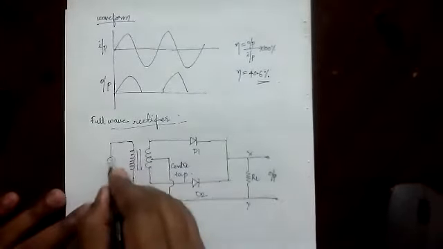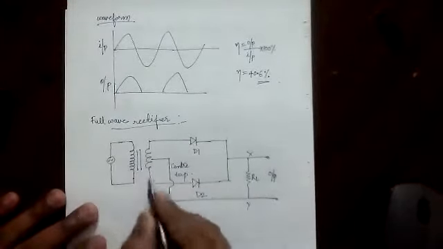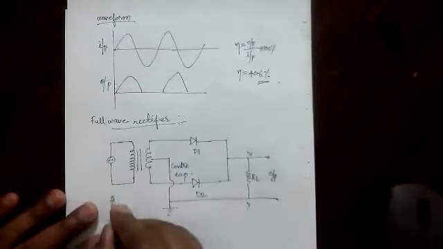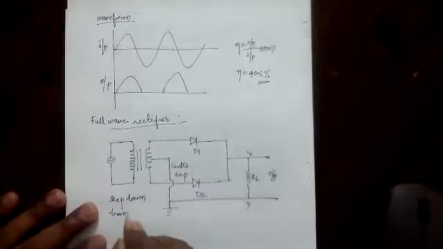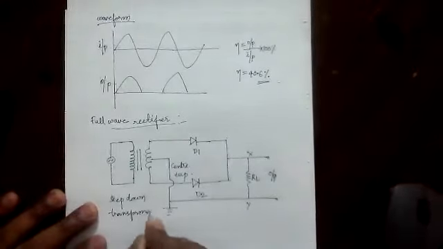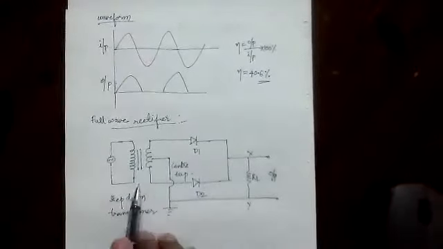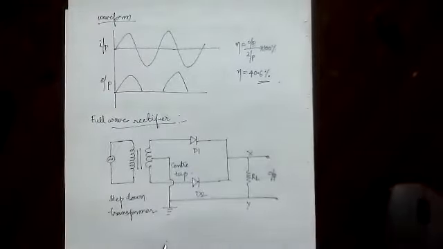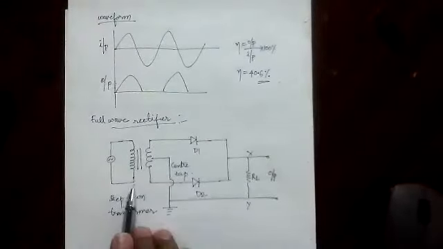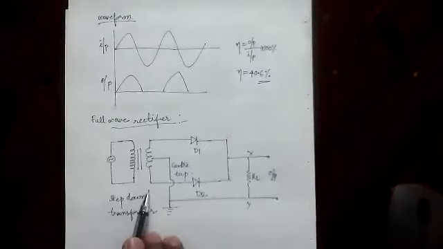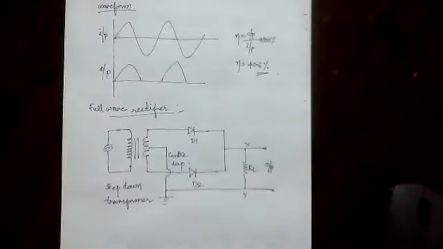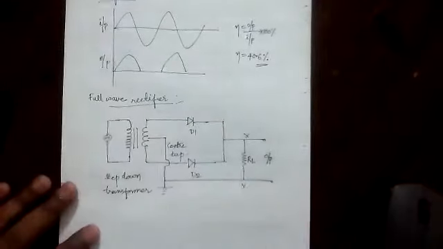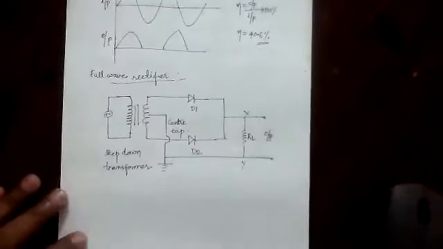This is the AC supply, and this is a transformer, a step down transformer. We cannot directly convert 230 volt AC to 5 volt DC. It's impossible to do that. So for that, first of all, we have to use a step down transformer, then we use two diodes. Now how does it work? See here.